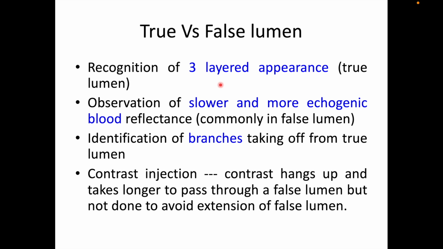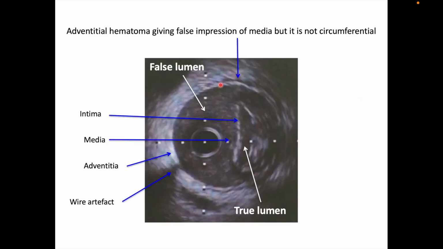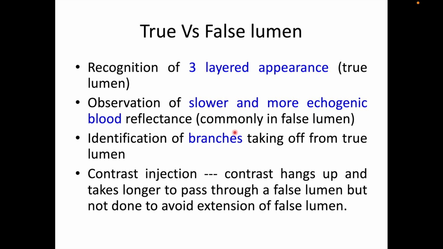What you need is a three-layer appearance for a true lumen. That is, it must have intima, media, and adventitia. So if I go back to the same picture and I consider this true lumen, in that case, if this is lumen, this is intima, then this is media, and then this is adventitia, everything can be explained. So branches will come off from the true lumen. False lumen will have no arterial branches, and if you give contrast injection, the contrast will hang in the false lumen, whereas it will easily clear from the true lumen. But we don't give this contrast injection because it will otherwise increase the dissection and the hematoma.